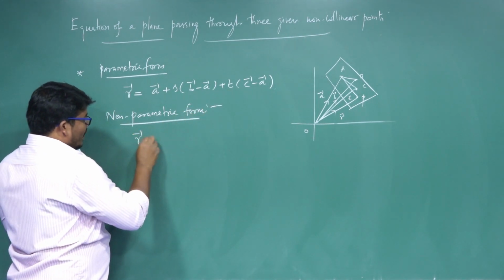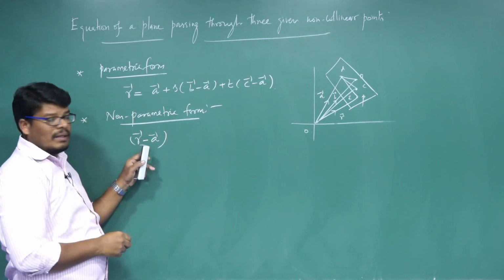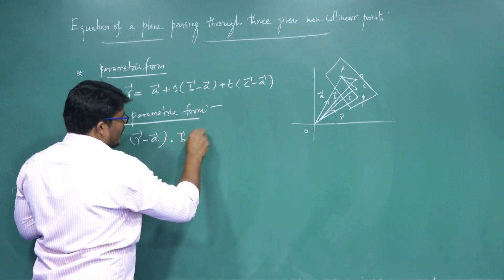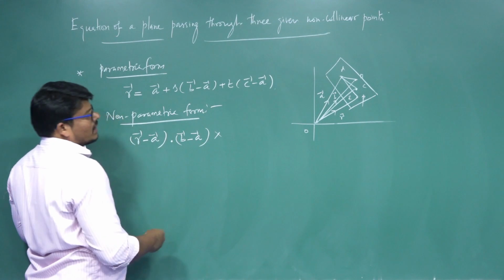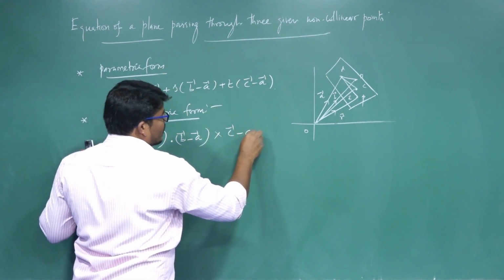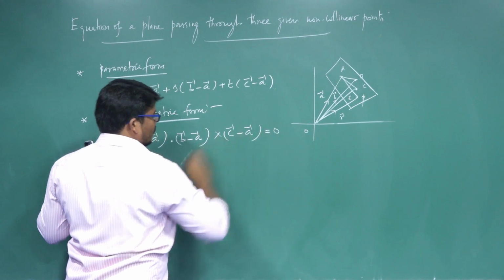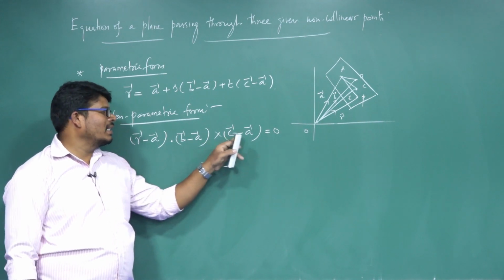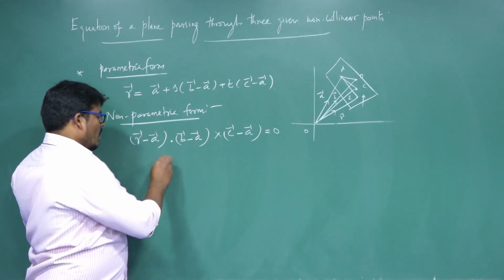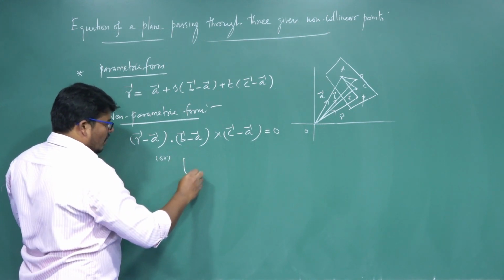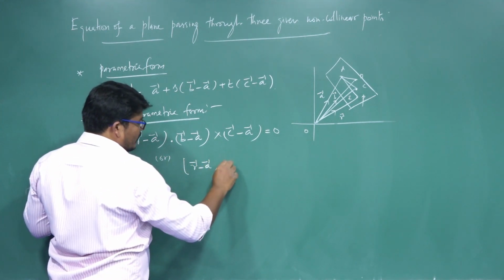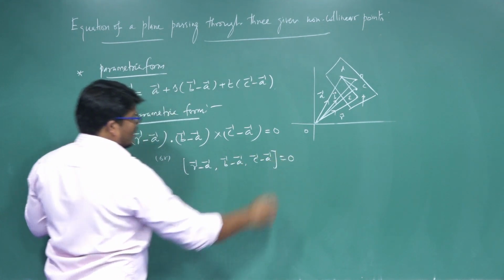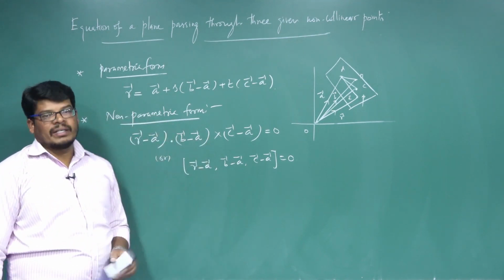(r vector minus A vector) dot (B vector minus A vector) cross (C vector minus A vector) equals 0, or the box product of r vector minus A vector, B vector minus A vector, and C vector minus A vector equals 0. This is the non-parametric form of vector equation.